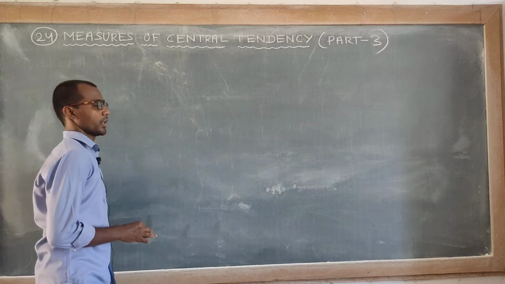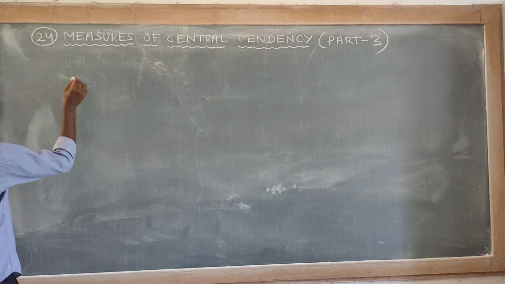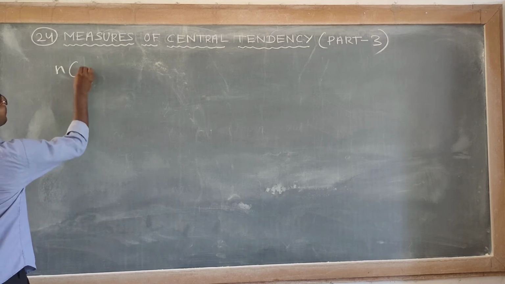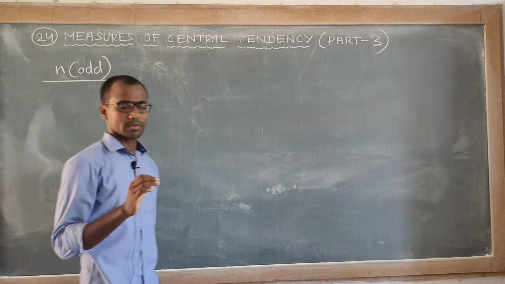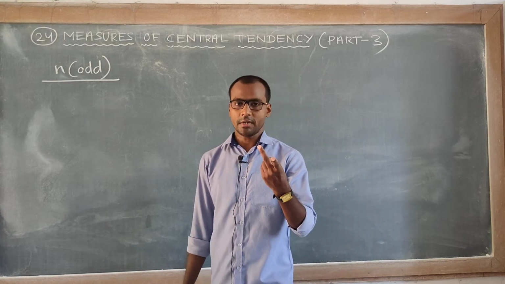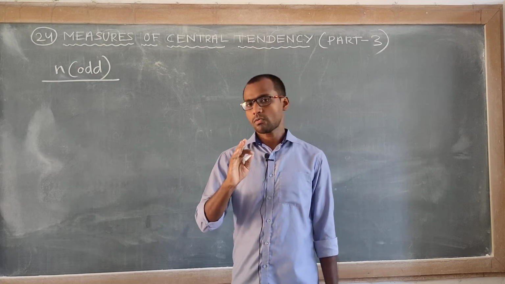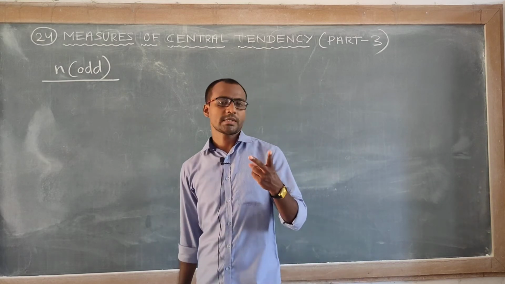First I am giving the formula. Okay, when the number of terms is odd, okay, there can be two possible cases, odd and even. Okay, in class 9 you have studied about median. You did not study about quartiles, but you have studied about median. So there can be two possible cases, odd and even.